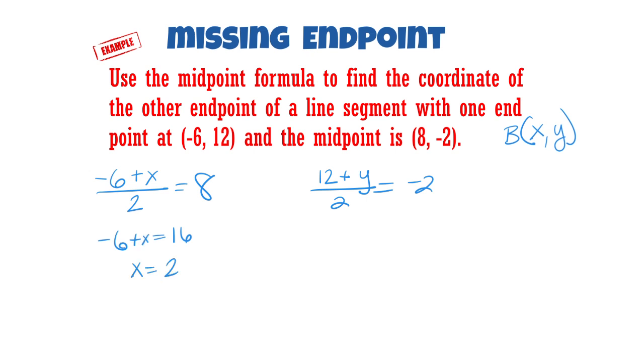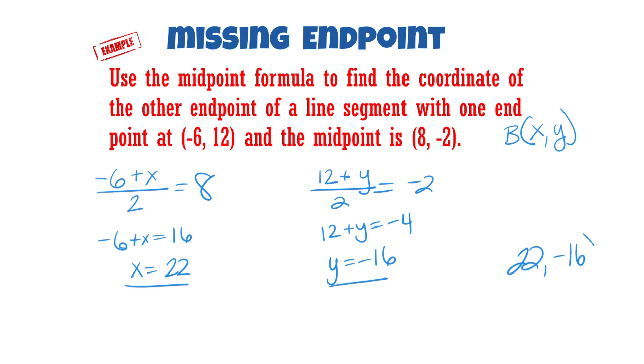Add 6 over, so I get x to be 22. And then over here, multiply both sides by the 2 as well. Subtract the 12. So y is -16. So what I have found is the other endpoint. Make sure you write it as an endpoint. So it's going to be (22, -16), the other endpoint between these two.